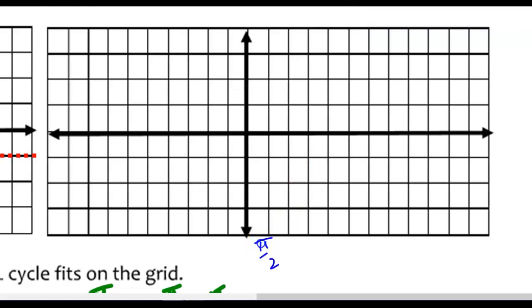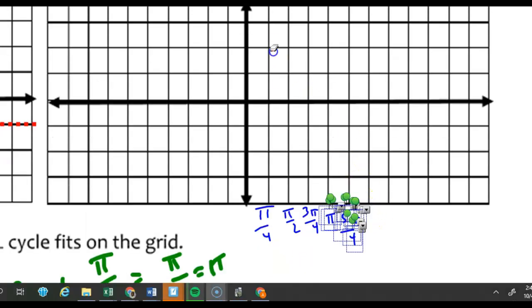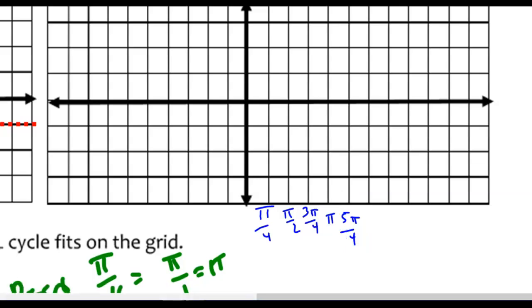So pi over 2, and I'm going to break this out. Actually, I'm going to expand this for you so you can see it, make it a little longer. I'm going to go by fours. Pi over 4, pi over 2, that's 1 pi over 4, 2 pi over 4 is pi over 2, 3 pi over 4... So 3 pi over 2 goes right here.